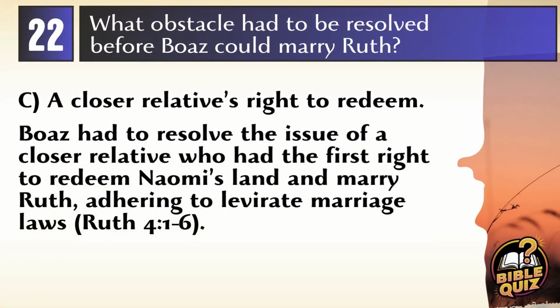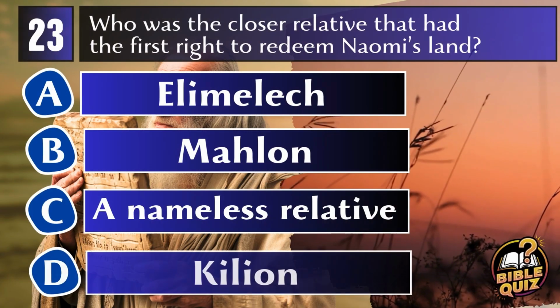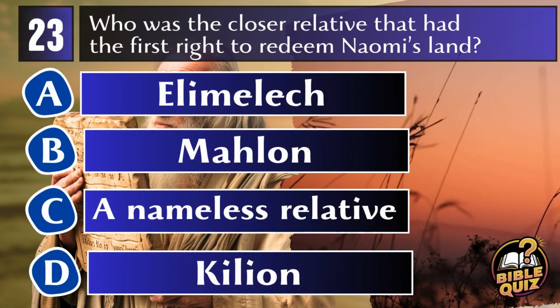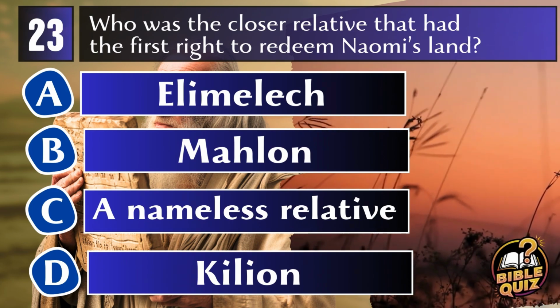Answer: C. A closer relative's right to redeem. Before Boaz could marry Ruth, he had to resolve the issue of a closer relative who had the first right to redeem Naomi's land and marry Ruth, adhering to the laws of levirate marriage and property redemption. Ruth 4:1-6.